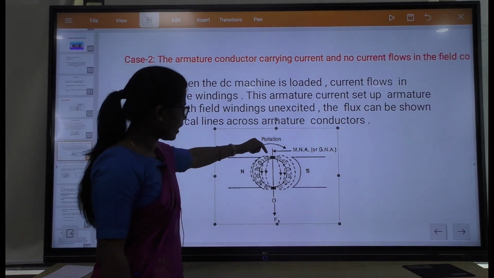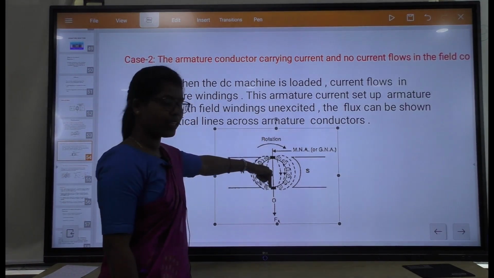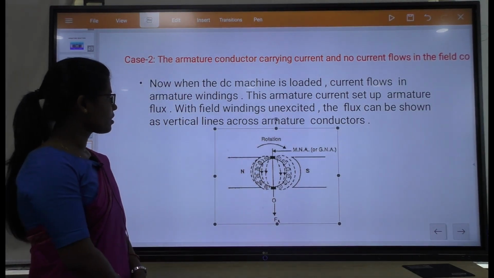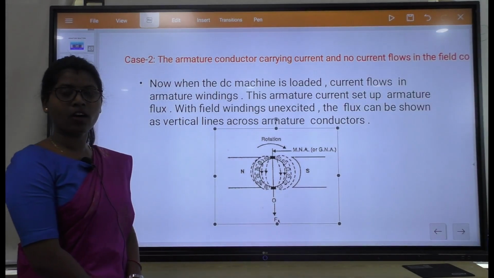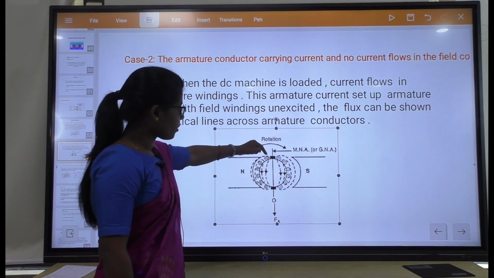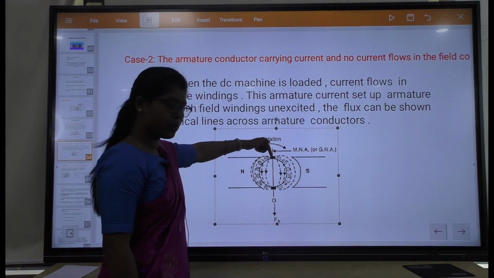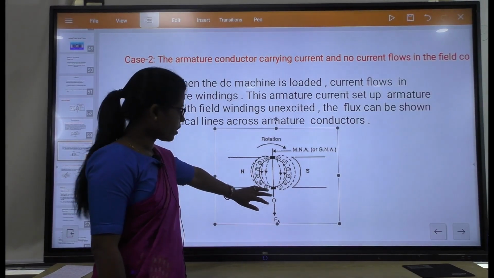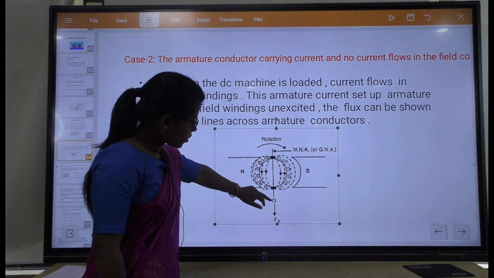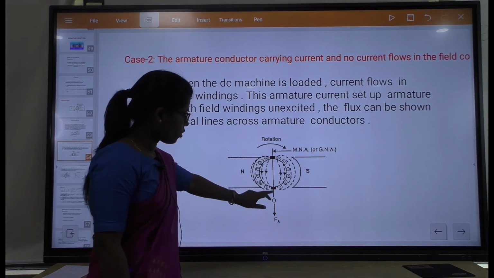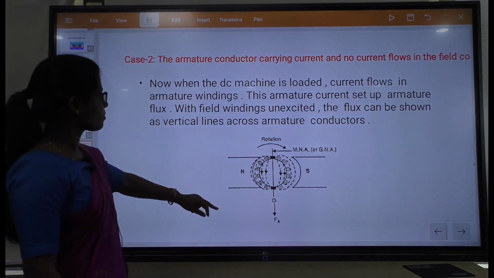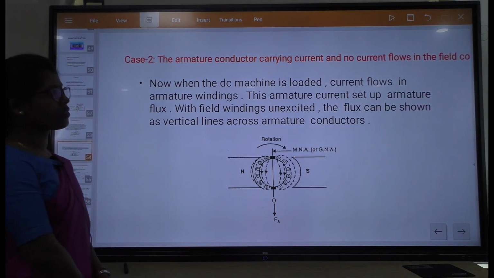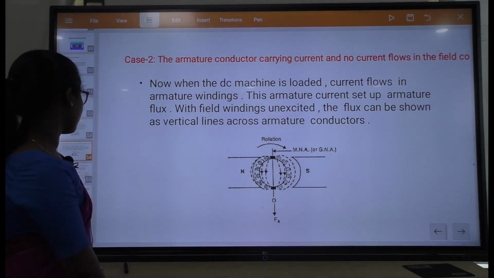So, here we can see that the direction of flux is downward in nature, but there is no flux due to the field magnet because the field coils or field magnets are unexcited. So, the direction of the flux due to the armature conductor or armature current is downward, and the MMF due to the armature is given as OFA, which is vertically downward. This is the second case where the armature conductor carries current and no current flows through the field coils.